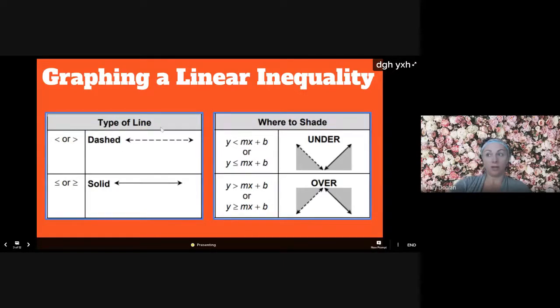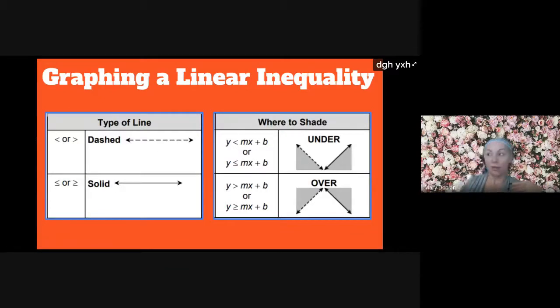Okay, so that's one part. The other part is we have to shade half our picture, half of our graph. So depending on the symbol will determine if we're going to shade under the line or over the line. So here, where y is less than this stuff, or where y is less than or equal to this stuff, we want to shade all the values of y that are less. If you think about the y-axis, the negative numbers go down, so we shade below the graph.